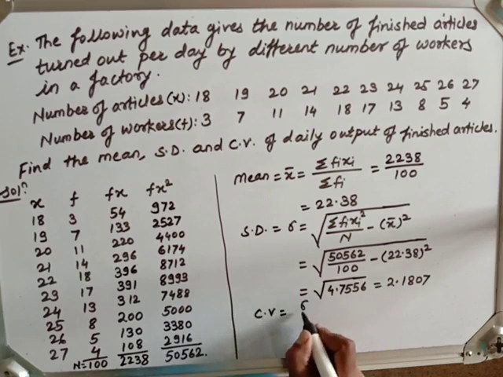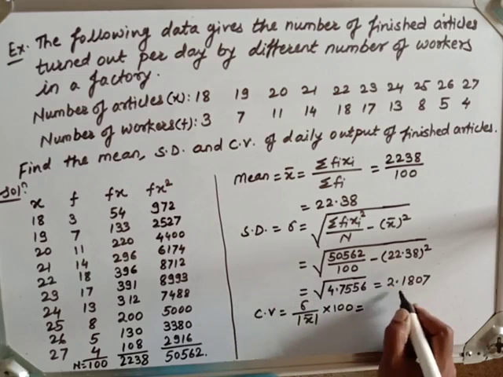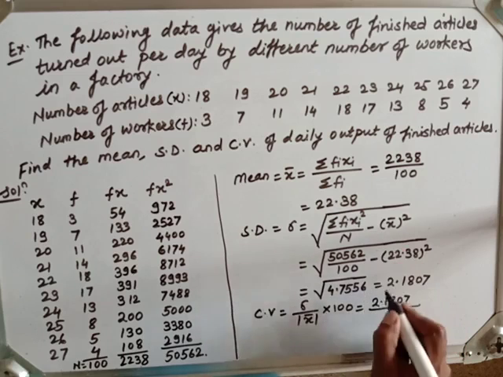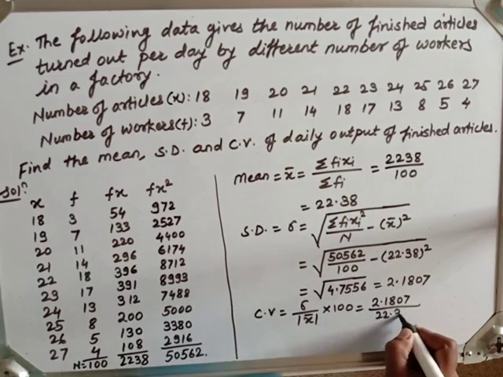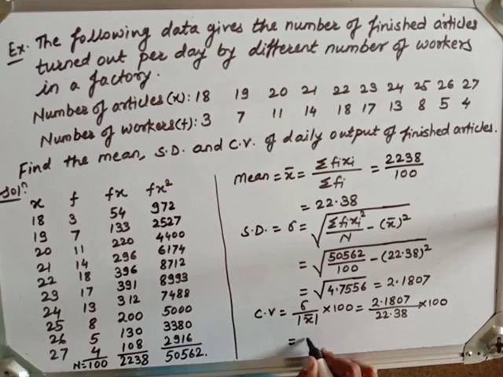Now what is CV? CV is sigma upon mod x bar into 100. Sigma is 2.1807 upon x bar, which is 22.38, multiplied by 100. So this answer is 9.744 percent. This is the CV here. This is an example of a discrete frequency distribution.